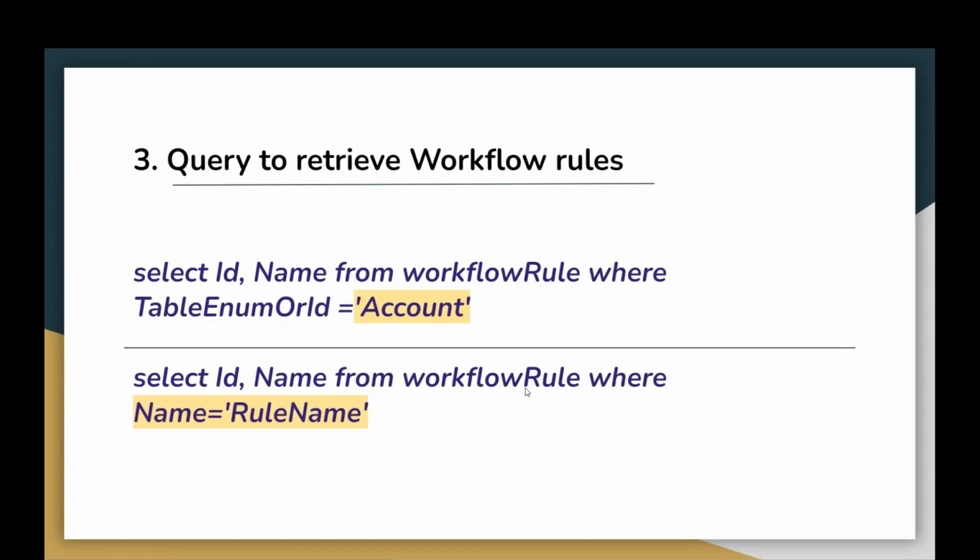Our next example is about querying the workflow rules. If you want to jump to the workflow rule without navigating through the setup, then you can use this query. There are two variants here. The first one is when you know the object name for which you are searching for the workflow rule. This would give the list of workflow rules based on this object. Or if you know the rule name itself, you can directly use this query.